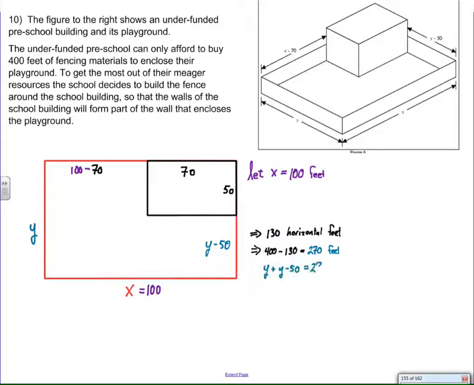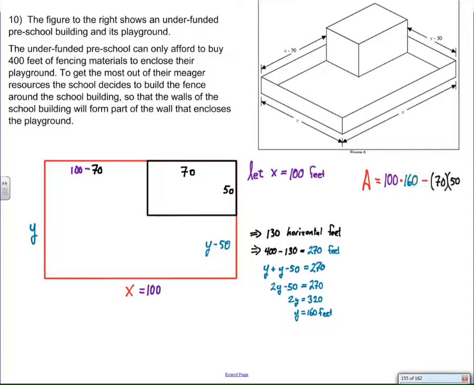Now, to get the y values, all I have to do is say, well, we have 400 feet of fencing. We're going to take away 130 feet of fencing because that was used up for the x's. And then that leaves me with 270 feet left over. Then I understand that the fencing I have to do is one set of y fencing and another set of y minus 50 fencing. So the y plus the y minus 50 has to equal 270 feet. In other words, 2y minus 50 equals 270, 2y equals 320, y equals 160 feet.